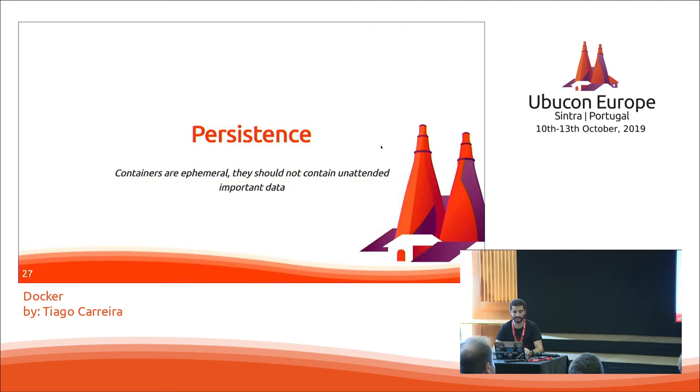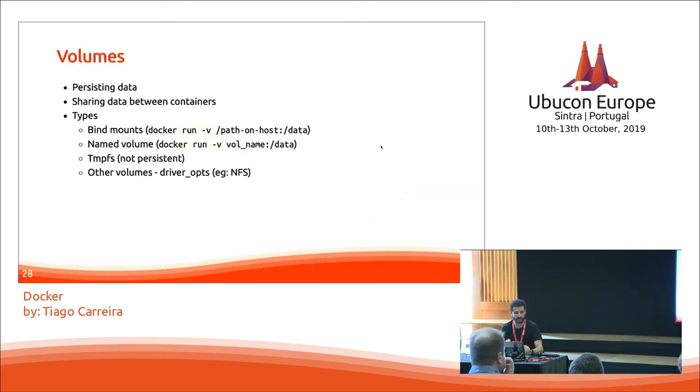some persistence features. I'm just going to speak about persistence and volumes, and I'm going to show you how you can take advantage of that. So volumes are intended to persist data, so that when you remove the container, that data is not lost. It's also used for sharing data between containers. And there are some types of volumes, like bind mounts, named volumes, and also volumes mounted on the memory, if you need a performant file system. And there are also other types like NFS volumes.